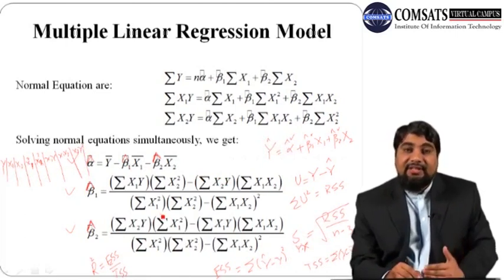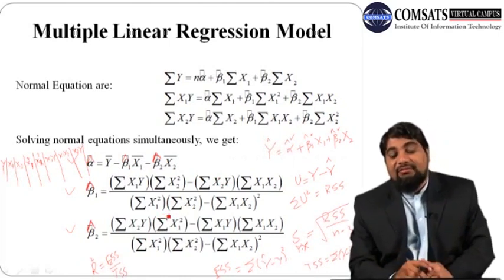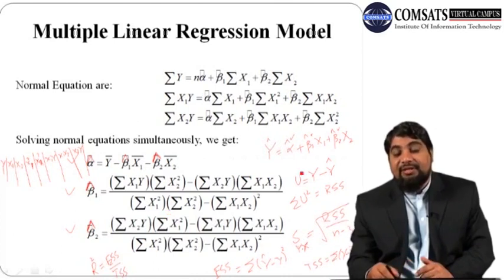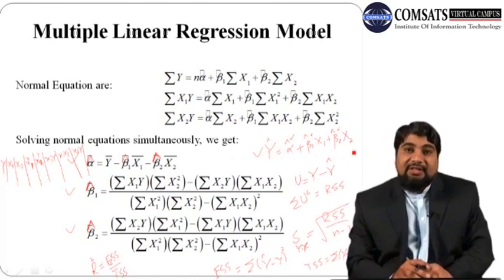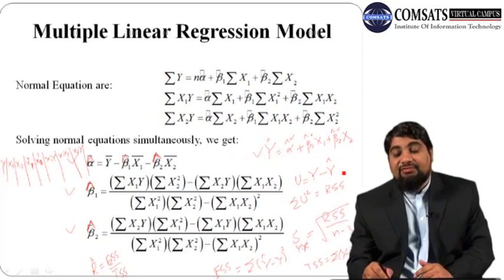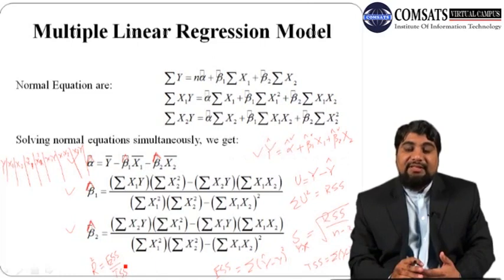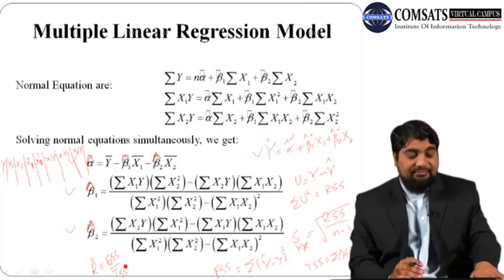Just find the sum of each column and use these formulas to get the values of alpha hat, beta 1 hat, beta 2 hat. Once these values have been obtained, you can plug them in here to get the estimated regression line. You can even calculate the residuals, RSS, standard error of regression, and R square. So that's it. This is how you can estimate the parameters of a linear regression model.